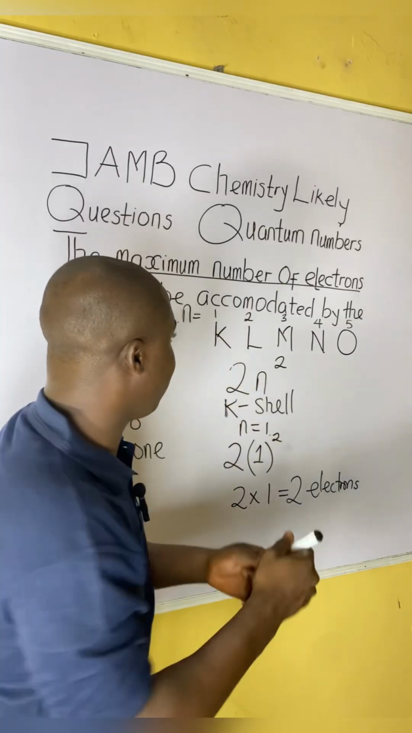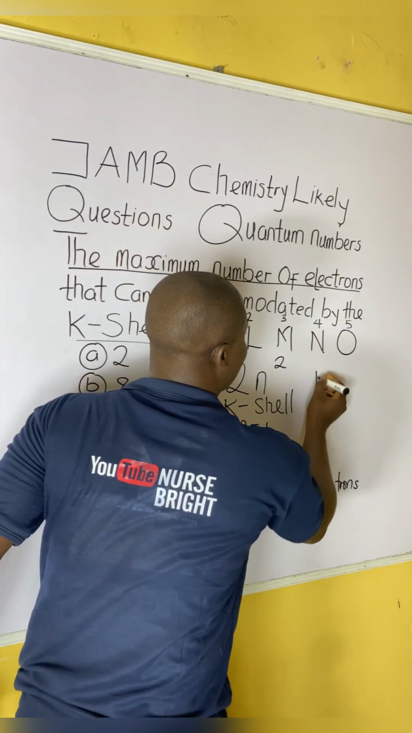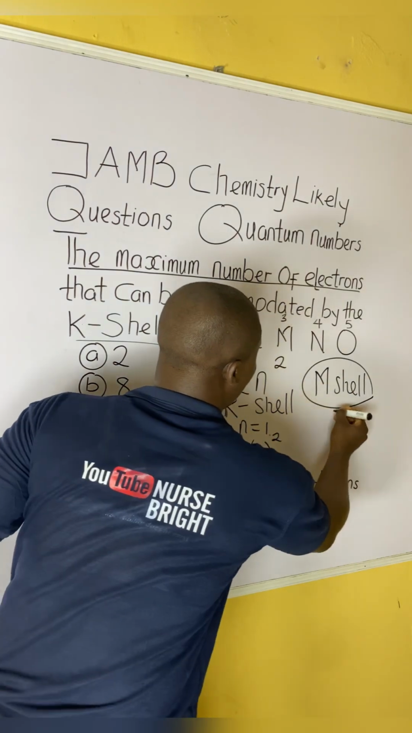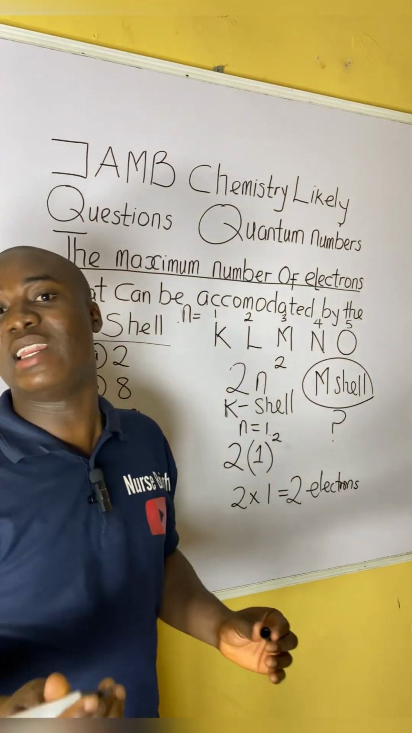So you determine for me the maximum number of electrons that should be in the M shell of an atom. You do that and provide the answer in the comment section.